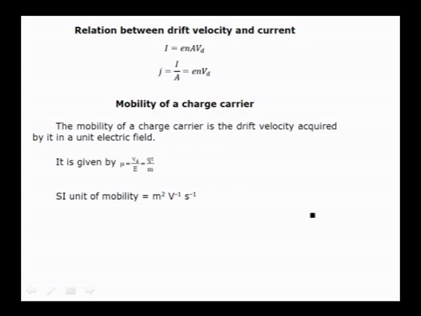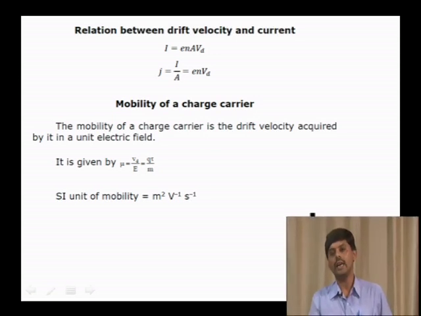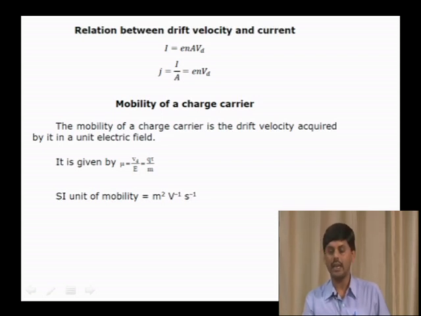Next, the relation between drift velocity and current. We have I is equal to n e A Vd, where e is the charge of the electron, n is the number density of the electrons, A is the area of cross section, and Vd is the drift velocity. Also we can write J is equal to I by A, current per unit area. If you substitute the value of I in this equation, we get J is equal to n e Vd.